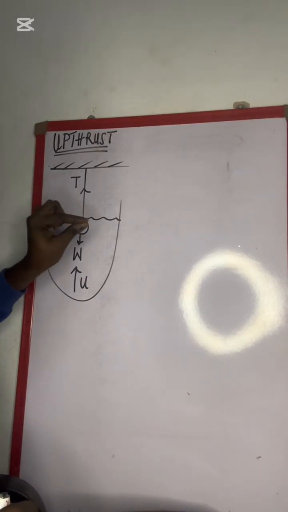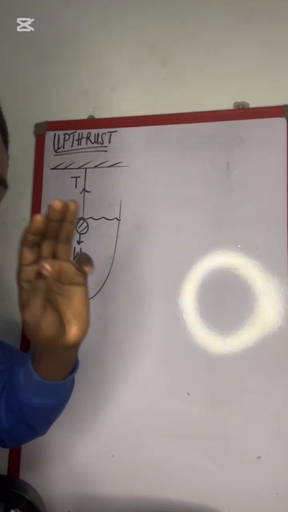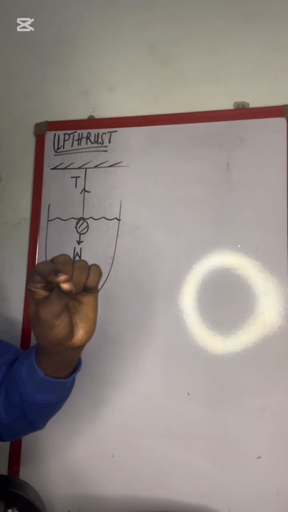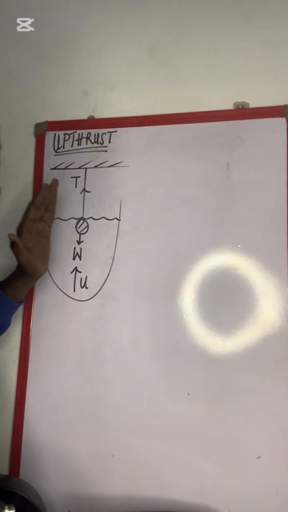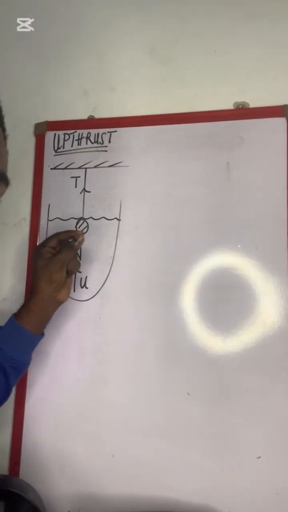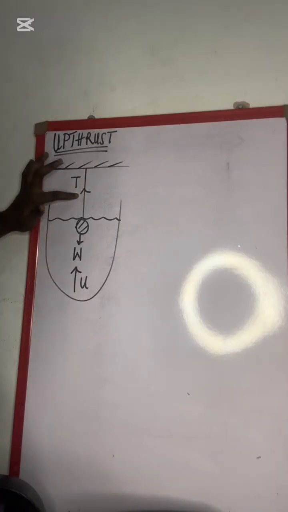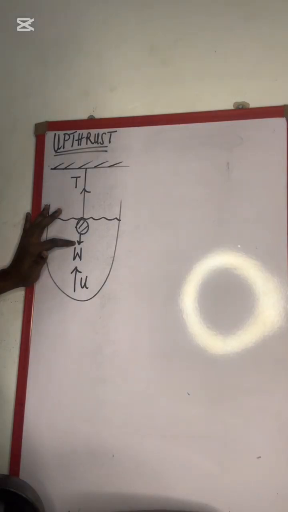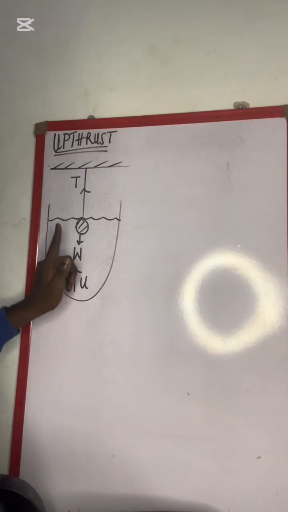Now let's identify the total forces acting on the object. I'll give you 3 seconds to identify that yourself. Okay, now the total forces acting on this object as it is here is 3. There are 3 forces acting on this object currently as shown on the board. Number 1, the tension in the string. Number 2, the weight of the object. And number 3, the upthrust in the liquid acting against the weight.